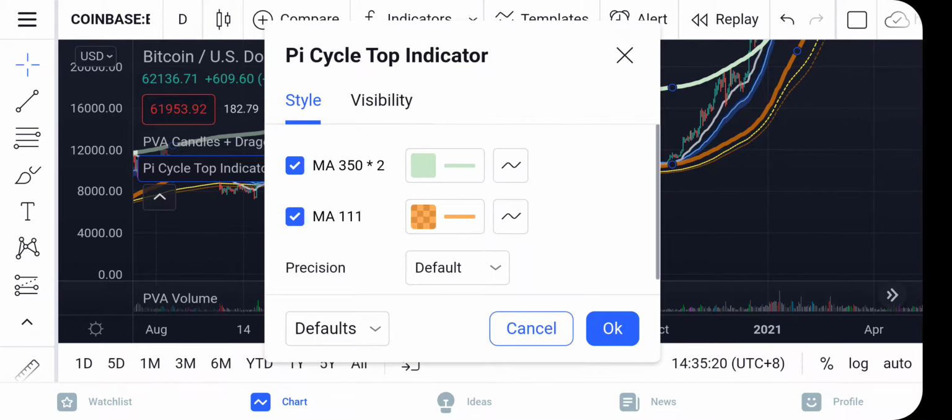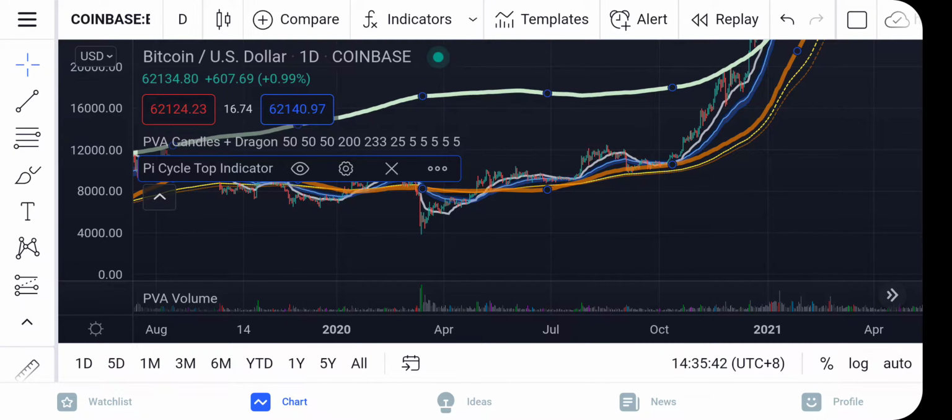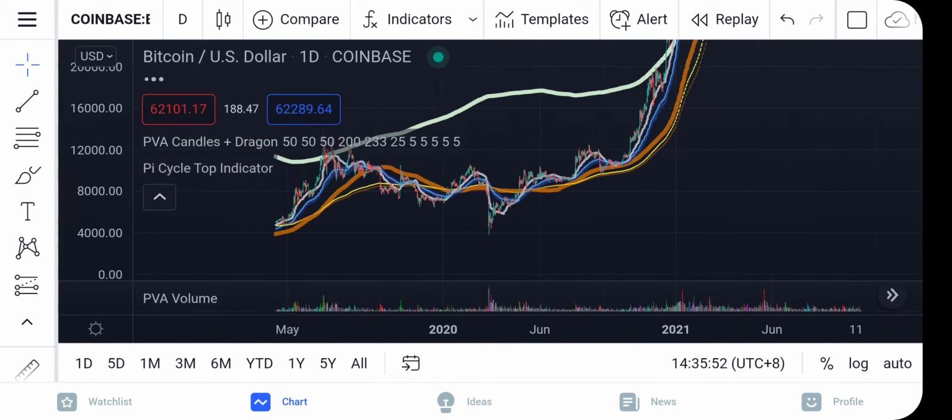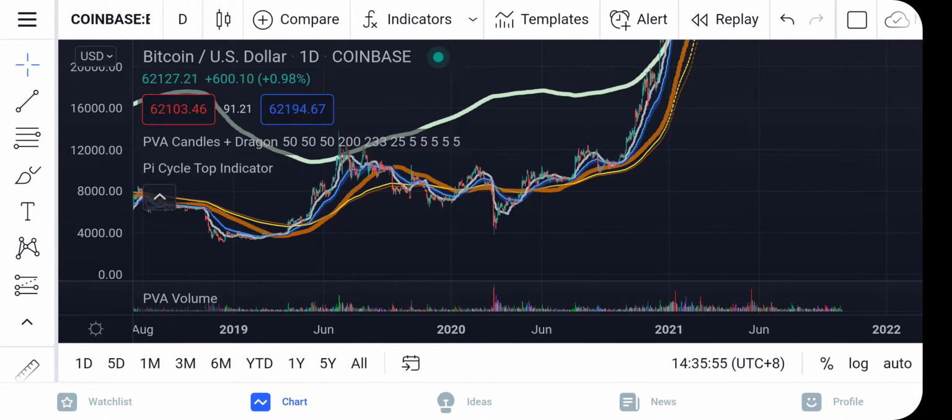So we have basically two lines. We have this green line and this orange line. The green line is the moving average of the last 350 candles multiplied by 2, and the second line is the moving average of the last 111 candles. As I said, it only identifies the tops. That's the only purpose of this indicator. You don't use it for anything else, and it's really good to identify historical tops. And how does it happen? It happens when the orange line crosses the green line.